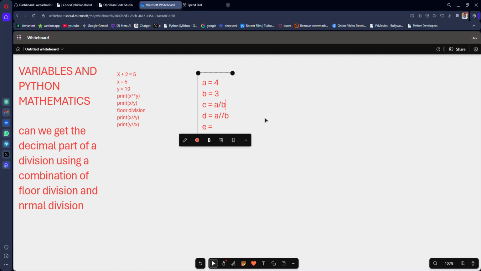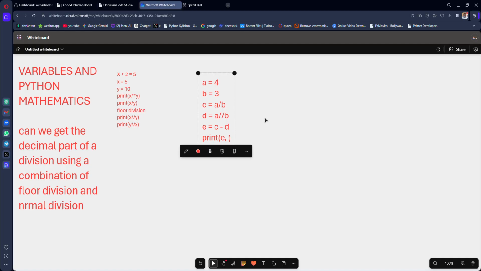Remember, our normal division gives us something point something. That's a number. It's a float. Our floor division gives us the integer, which is just the one in front. So if I have 1.2 and I have 1, I can get 0.2 by saying 1.2 minus 1. And I have 0.2, which is the decimal part of that number. Okay, so we can say normal division minus floor division will give us our outcome.